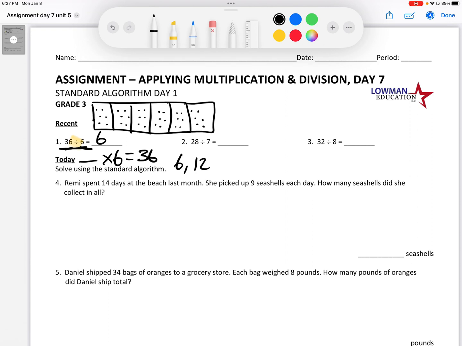6, 12, 18, 24, 30, 36. Now it took me 1, 2, 3, 4, 5, 6 times of counting 6 to get to 36. And my answer here would be 6.